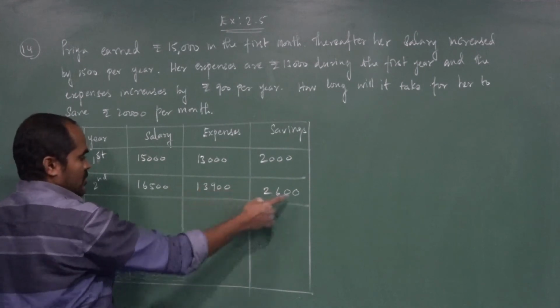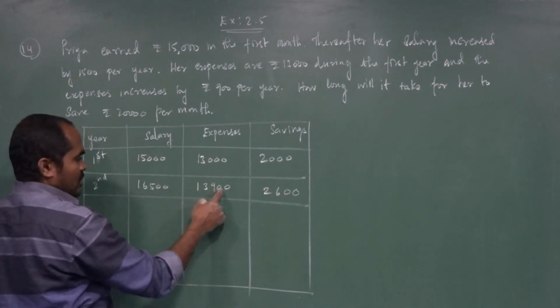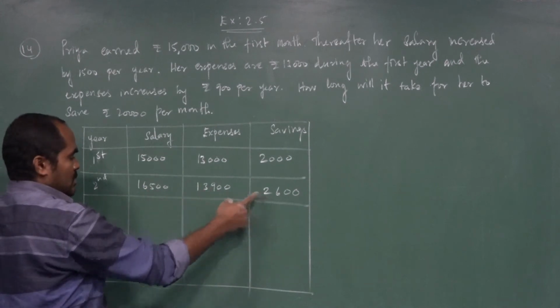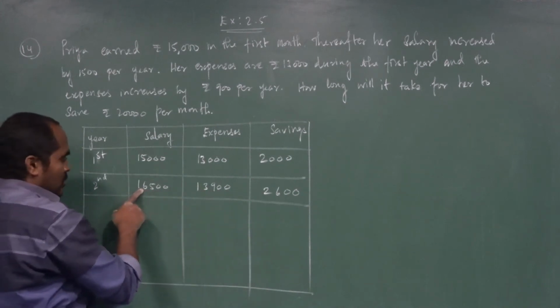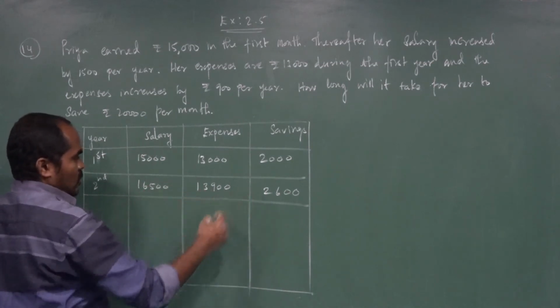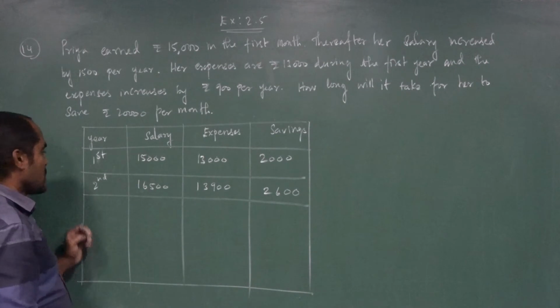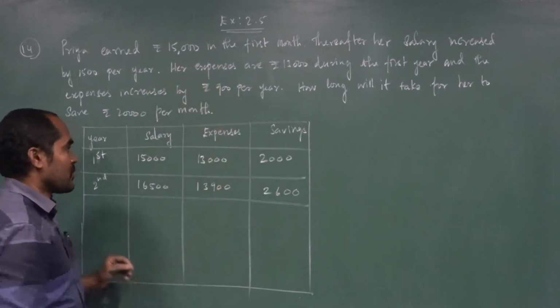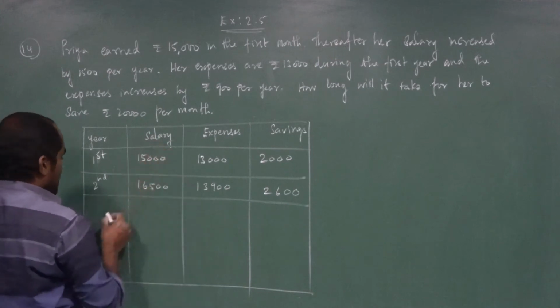0 minus 0 is 0. Again 0 minus 0 is 0. This is 15, 15 minus 9 is 6. And this is 15, 5 minus 3 is 2. So 2,600 is Priya's second year savings per every month. So here it is per month, right?